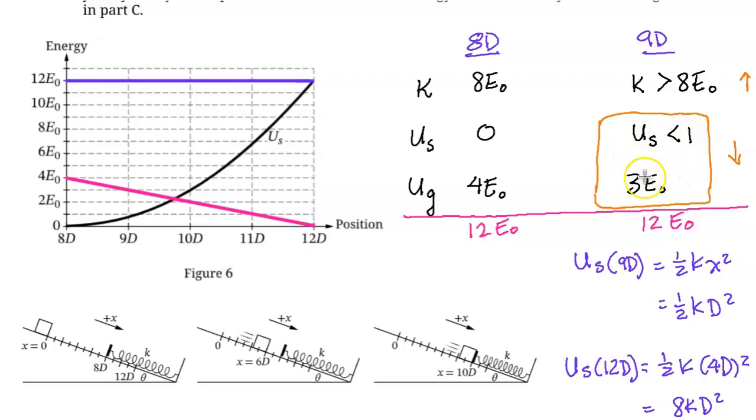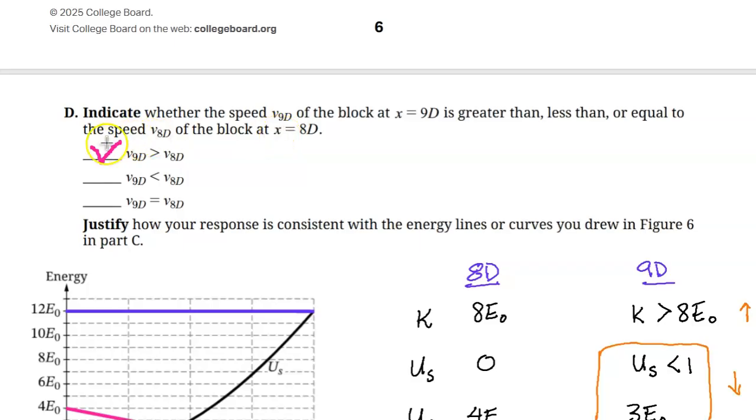So the total amount of energy here is less than over here, which means that the kinetic energy needs to make up for the difference. Which means that the kinetic energy has to be greater than 8 E naught. And if the kinetic energy is greater than 8 E naught, that means that it's going faster because the kinetic energy is related to the velocity. And if you have greater kinetic energy, you're going to have greater velocity. So the answer we're going to check off is this first one right here, that the velocity at 9D is greater than the velocity at 8D.